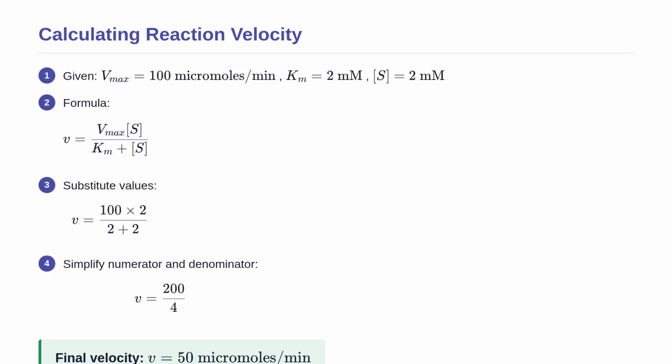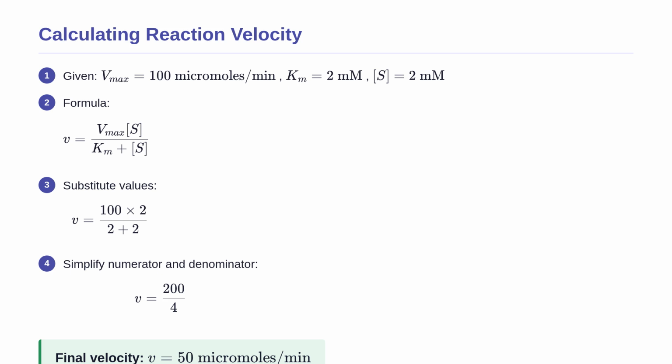Let us put this formula into practice with a straightforward laboratory scenario. We're given an enzyme with a known maximum velocity of 100 micromoles per minute and a Michaelis constant of 2 millimolar. We are asked to find the exact reaction velocity when the substrate concentration is exactly 2 millimolar.